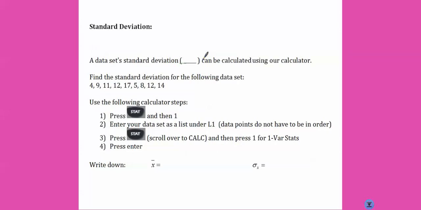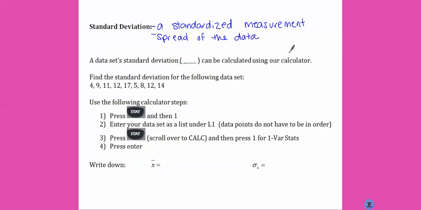All right, so what is standard deviation? It is a standardized measurement, and it helps us learn about the spread of the data. So if the standard deviation is a big number, the data is really spread out. If the standard deviation is a small number, the data is close together.